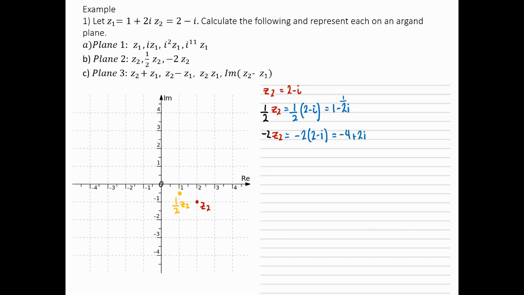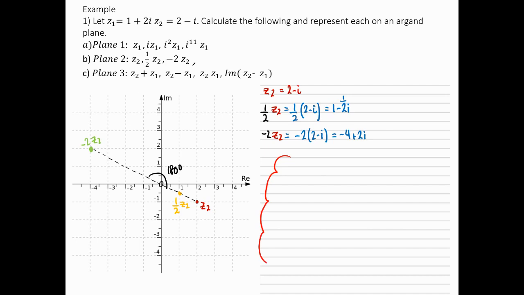If I do minus 2 times z2, algebraically I'll get minus 2 times 2 is minus 4. Minus 2 times minus i is plus 2i. That will be somewhere 4 across to the left and 2 up. Because of that minus sign, for minus 2 times z2, I've rotated z2 180 degrees about the origin. We can see that all of these 3 points are on the same line.